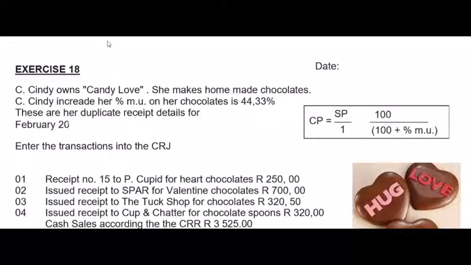Exercise 18 deals with Candy Love again. It is owned by Cindy and she makes homemade chocolates. She increased her markup percentage on the chocolates to 44.33%, which will now be the percentage that you have to use every time when you calculate the cost price of chocolates sold. These are her duplicate receipts for February 2020.